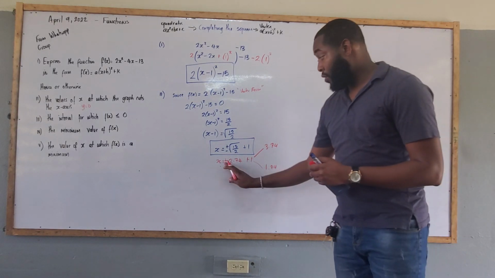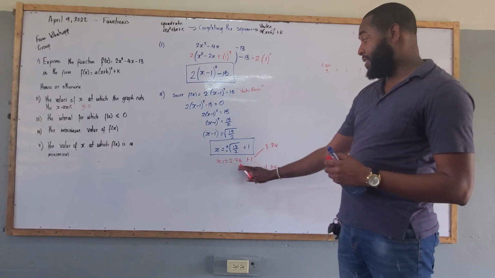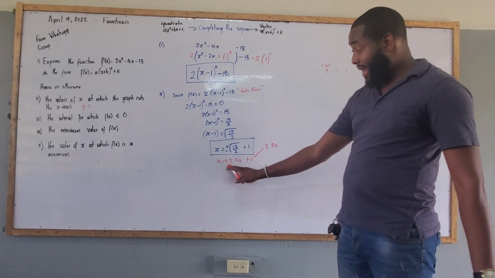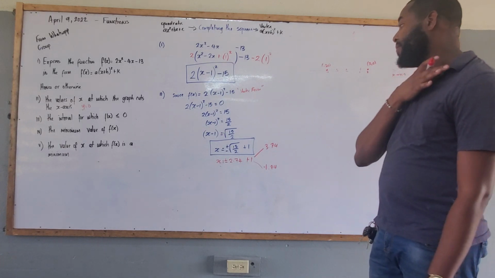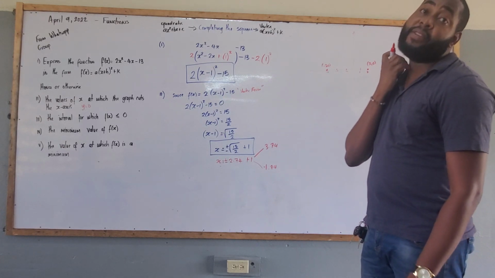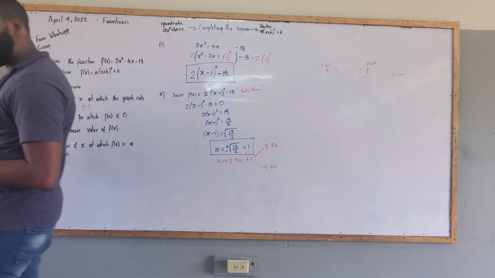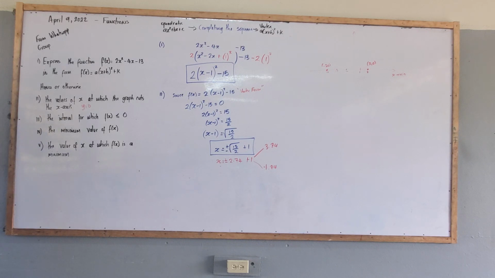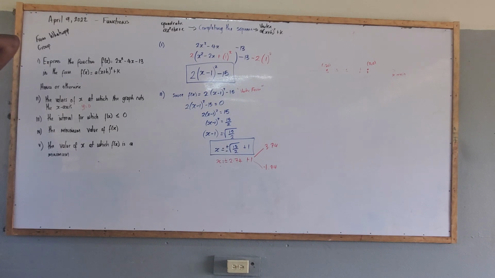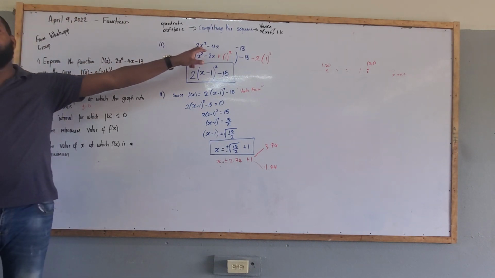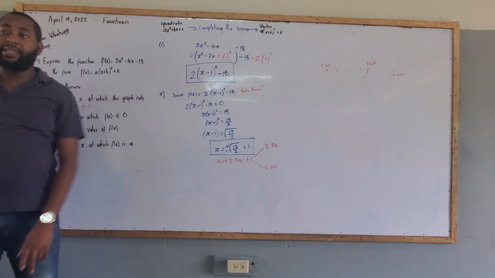No, it's both. Negative, actually. Positive 2.74 plus 1 will give you 3.74, or negative 2.74 plus 1 will give you negative 1.74. So you have to have the two of them, sir? Yes, because whenever you take the square root of a number, you need to be aware that you get two values. The square root of 4 is not just 2, it is both 2 and negative 2. So whenever you solve a quadratic, you usually get two solutions.